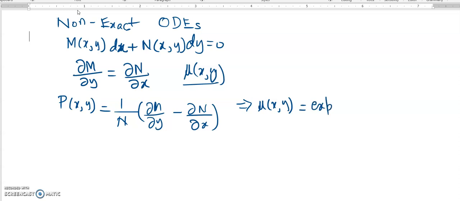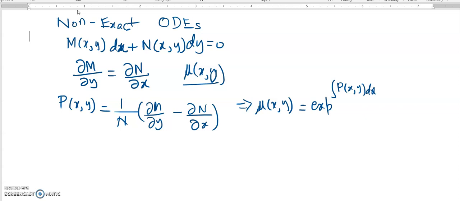In this way, mu is e to the power of the integral of p(x, y) dx. Remember that in most cases, in ideal situations, this function p will be either a function of x or of y. If it is a function of x, we integrate with respect to x. If it is a function of y, we integrate with respect to y to find that multiplication factor, which we normally call the integrating factor.